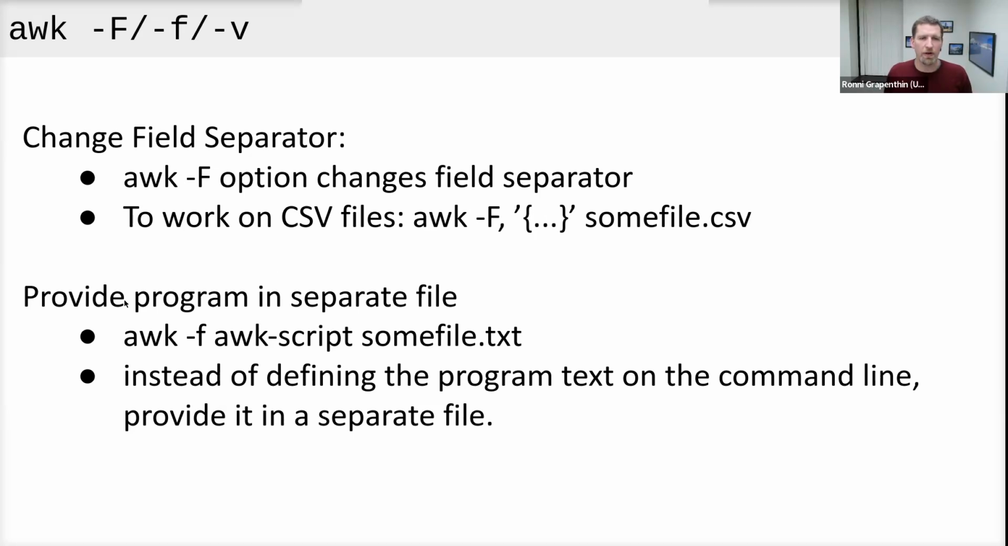You could also provide your entire program for awk in a script. Then you would just say awk minus f, look for all of your pattern action descriptions in this script and operate on file.txt. This is useful for fairly complex programs that you might want to execute, so you don't have to type out so much on the command line.